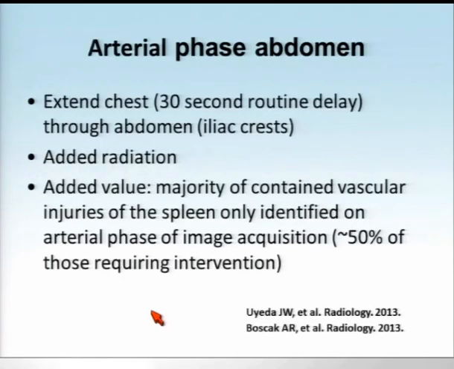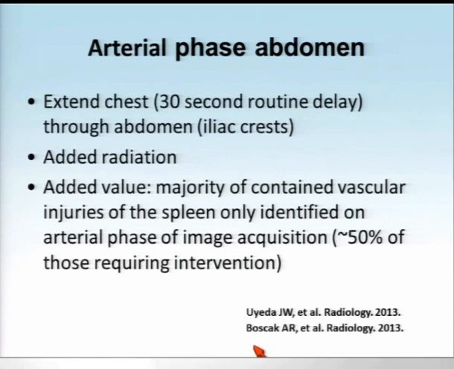What we're doing now routinely is extending our chest acquisition, and as I said, that's a 30-second routine delay, extending that acquisition through the abdomen to the level of the iliac crests. Downside being obviously added radiation, but there is some evidence that there is a significant upside in splenic trauma.